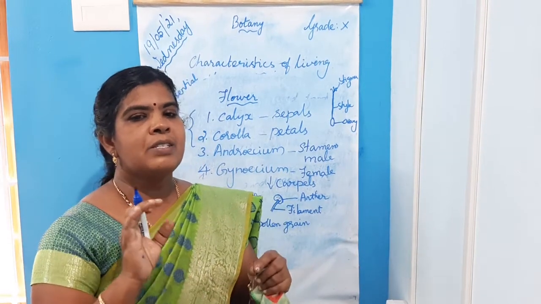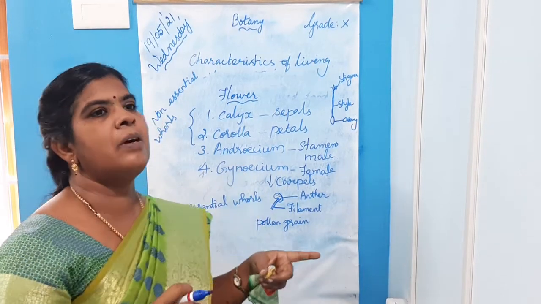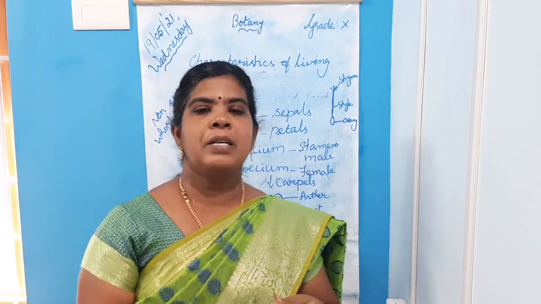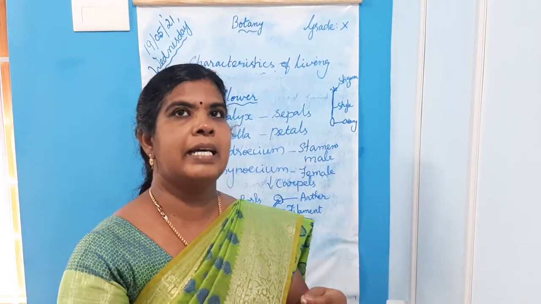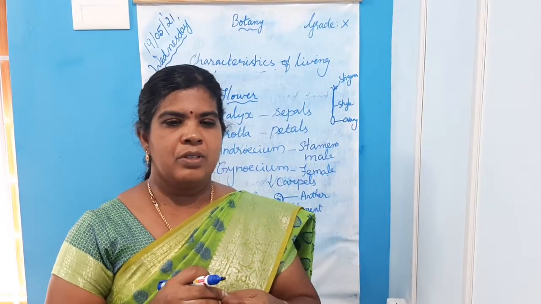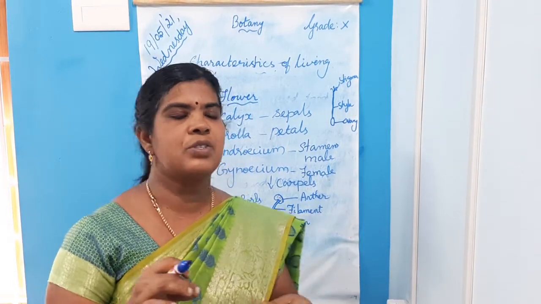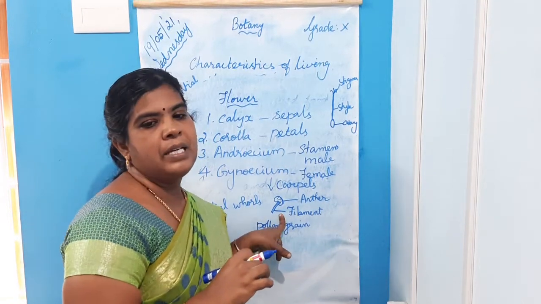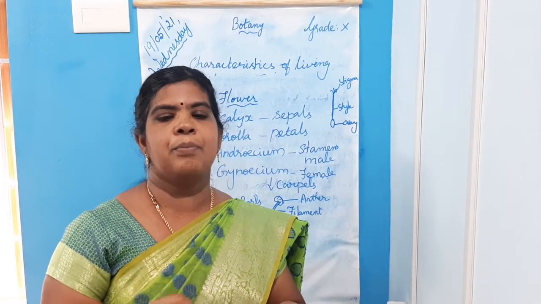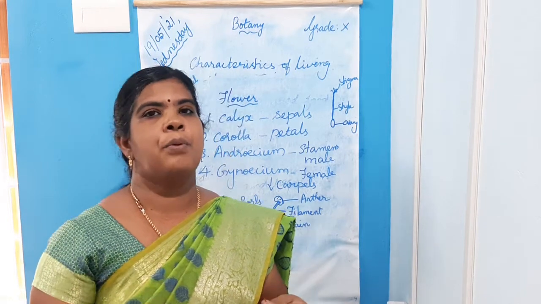So children, you must know the parts of a flower: essential parts and non-essential parts. The non-essential parts do not take part directly in reproduction. Androecium is the male part of the flower. Each stamen consists of a stalk. What is the stalk called? Filament. And a small bag-like structure called anther, where pollen grains are produced within the pollen sac.